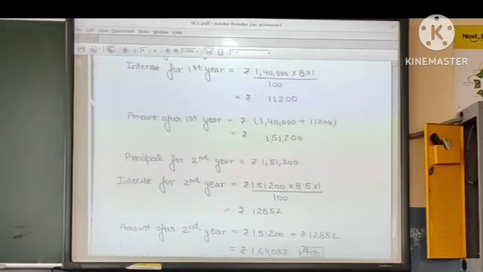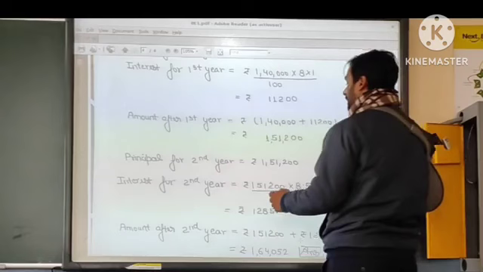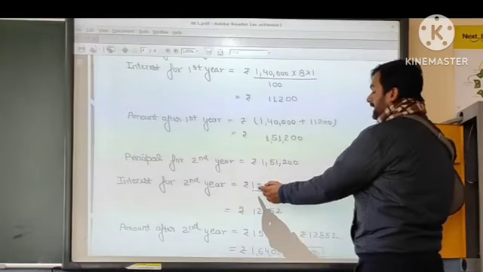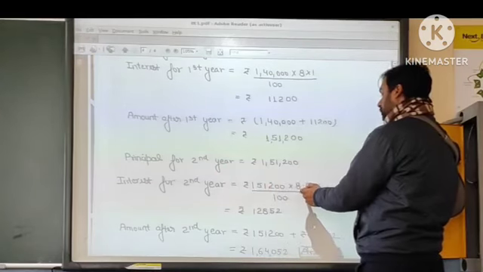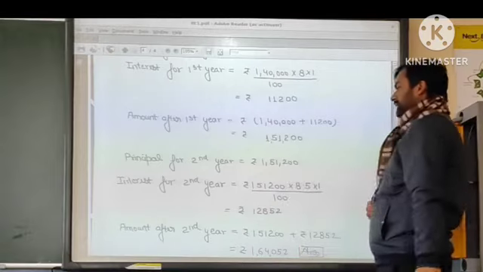Now see. So how much is the interest for the second year? Interest for the second year will be 1,51,200 into 8.5 into 1/100. Okay.